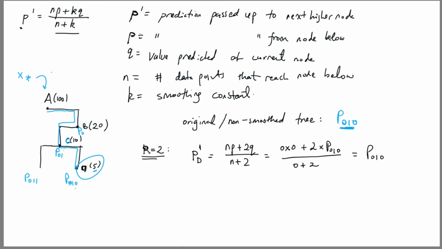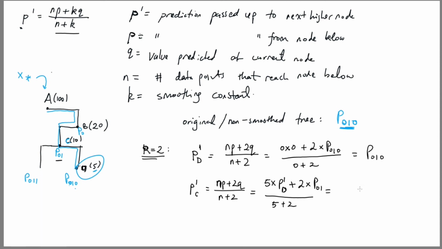Then we go up to the next node in the chain, which is C, and we want to look at the smooth probability at C. Now it's np plus 2q over n plus 2. Now, n is the number of data points that reach the node below. Well, the node below C is D, and there are 5 data points there. P here is the prediction that gets passed up from the node below. So it's P0, 1, 0. Maybe it's better to write P prime D just to make it explicit that this is the smooth prediction that comes up from below. Plus 2 times the prediction at the current node, so I called that P0, 1. That's this guy. Divided by 5 plus 2.